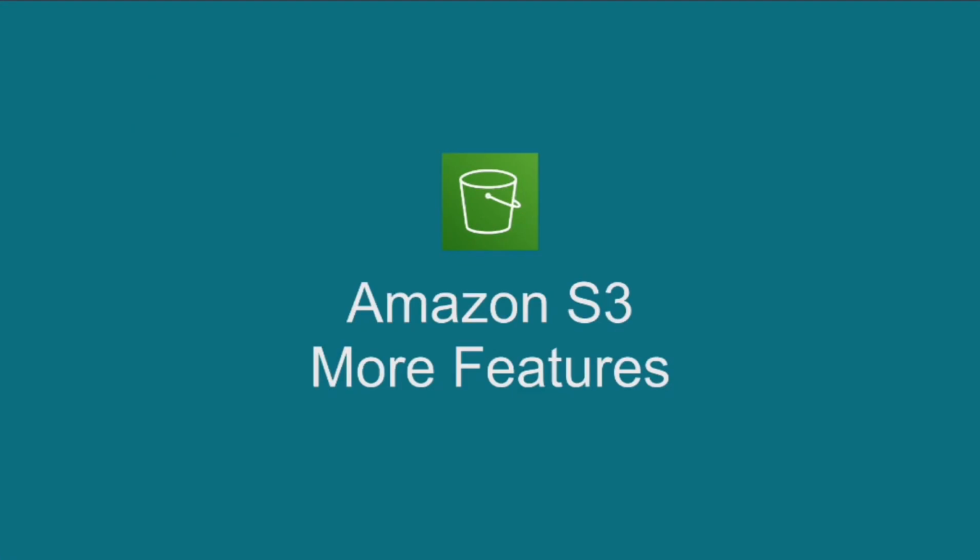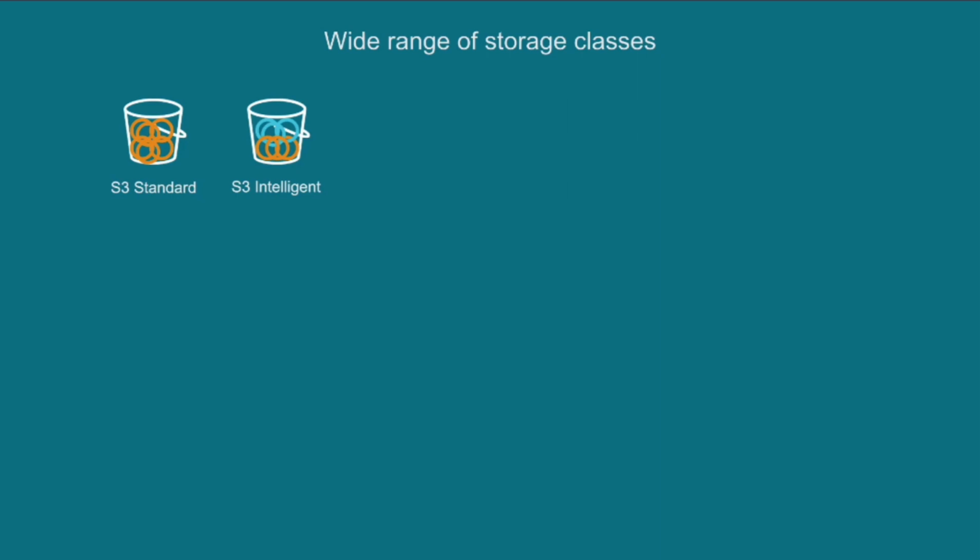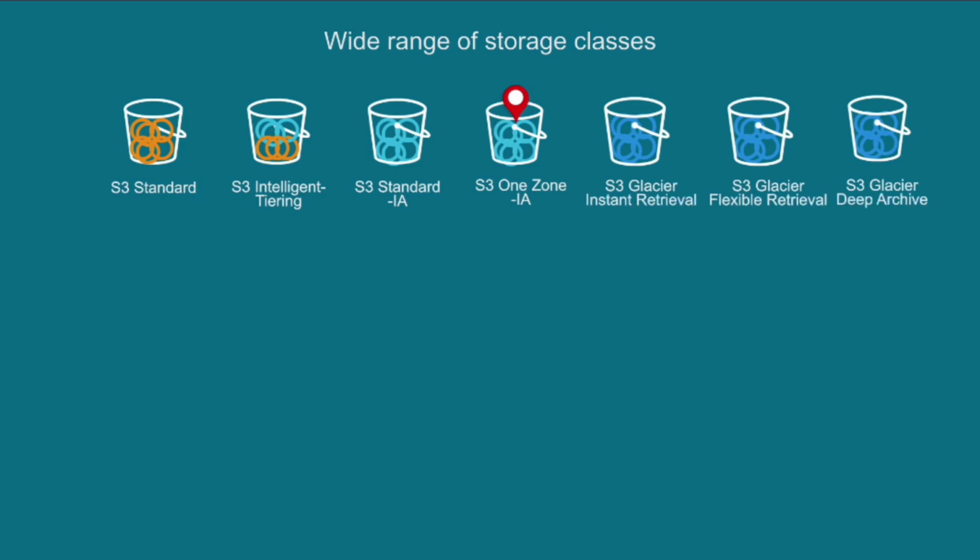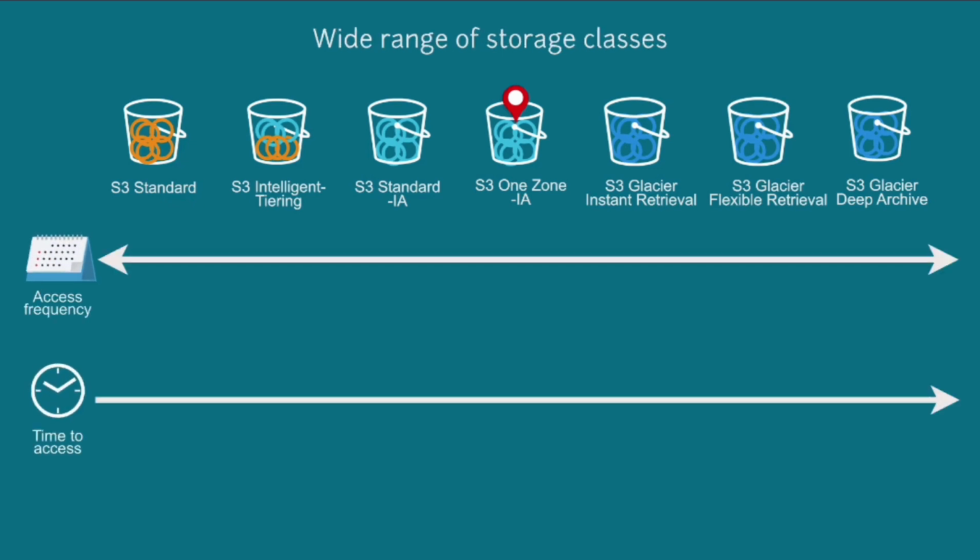Amazon S3, more features. Amazon S3 also provides a wide range of storage classes: S3 Standard, S3 Intelligent Tiering, S3 Standard Infrequent Access, or IA, S3 One Zone Infrequent Access, or S3 One Zone IA, and the three Amazon S3 Glacier storage classes. Each S3 storage class supports a specific data access level.